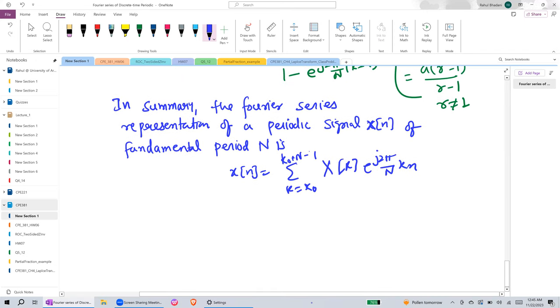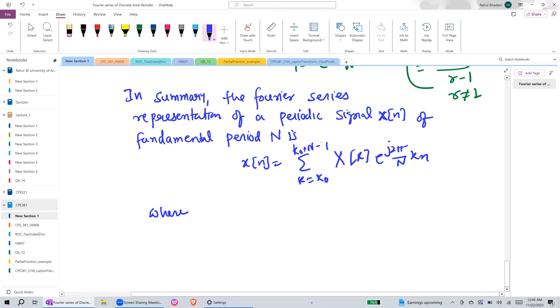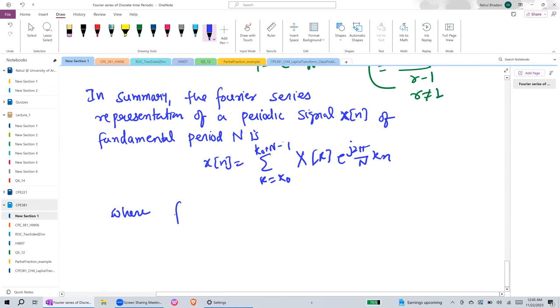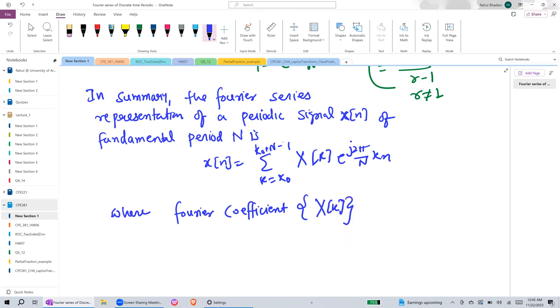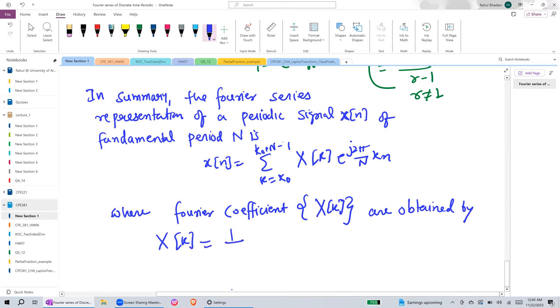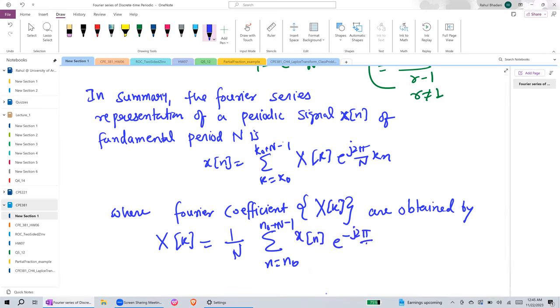Okay, and where the Fourier coefficients X[k] are obtained by X[k] equal to the summation from n equal to n0 to n0 plus N minus 1 of small x[n] e to the power minus j 2 pi k n by N. Okay, so you just have to do it for one period and you can start from anywhere. Okay.